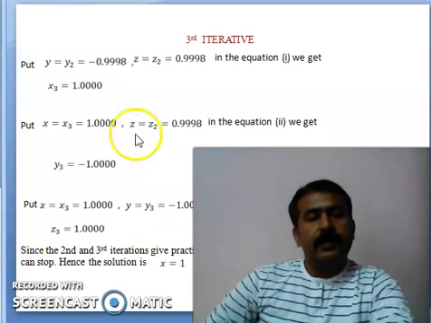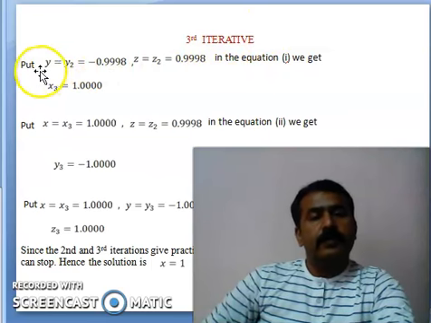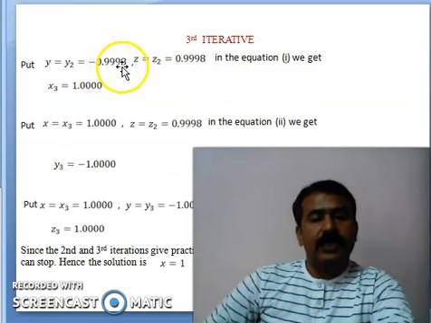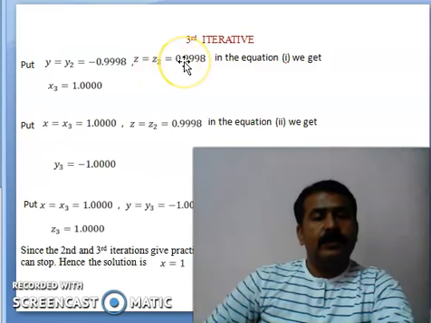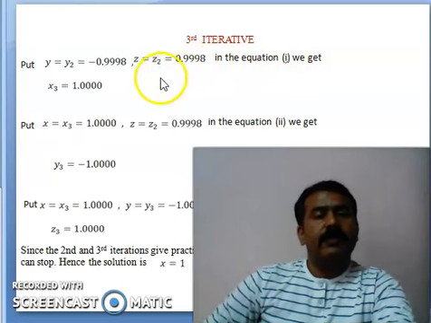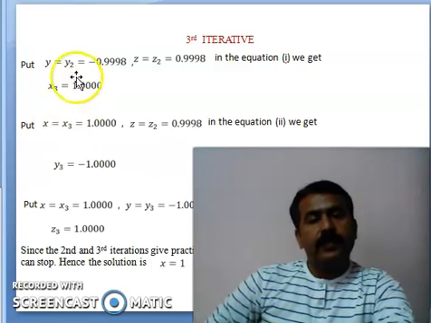Now for the third iteration, put y equal to y2, which is minus 0.9998, and z equal to z2, which is 0.9998, in equation 1. We get the value of x3, which is 1.0000.